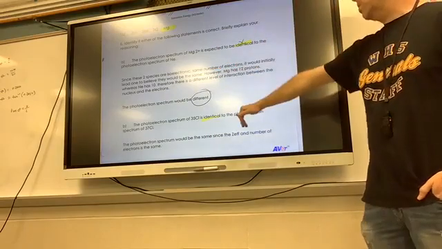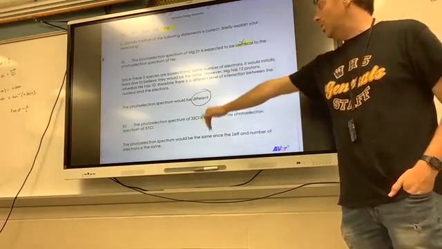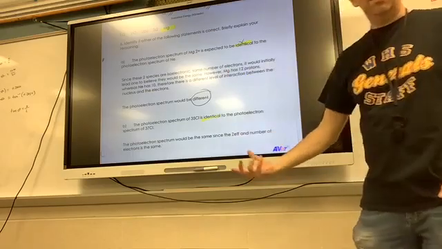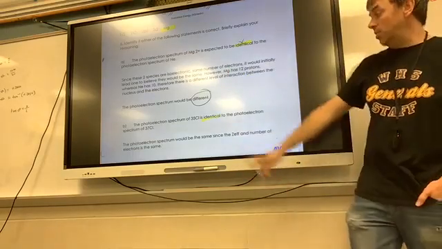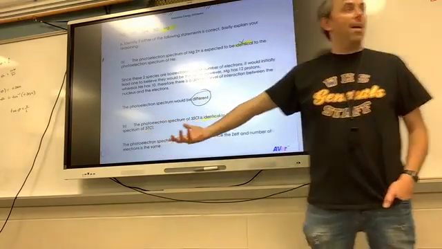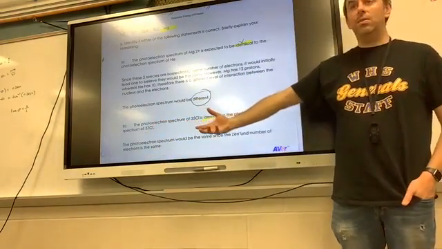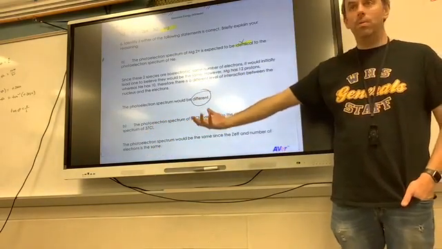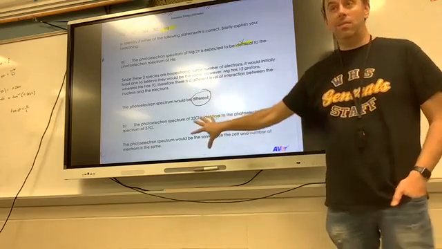6B, the photoelectron spectrum of 35Cl is expected to be identical to 37Cl. Yes. What am I only changing between these? I'm just changing the what? Neutrons. The neutrons or the mass. Do those affect charge? No. So B was yes, those would be the same.